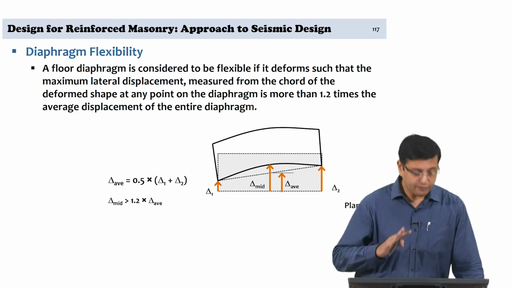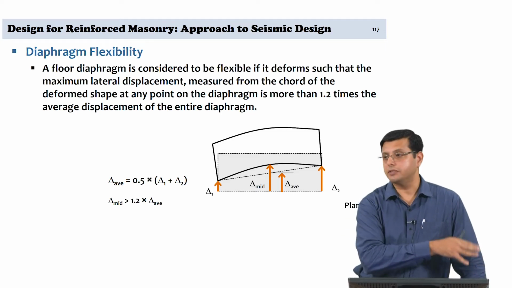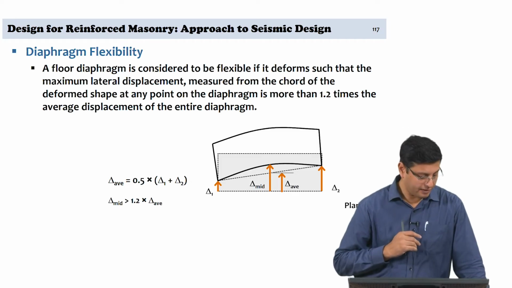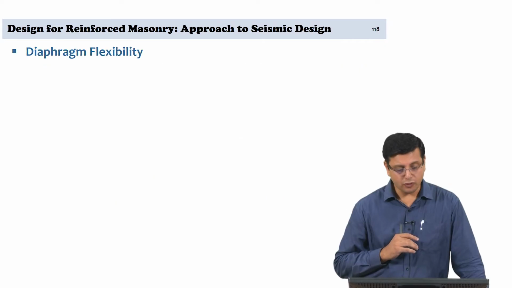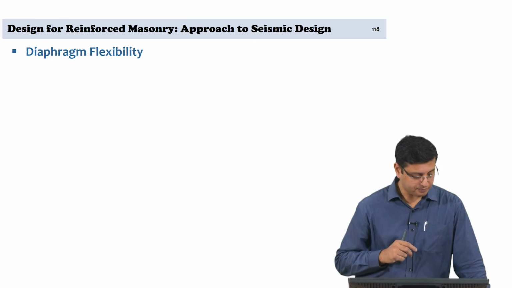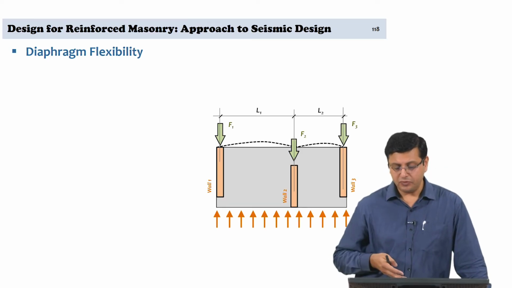So, if that is so, we cannot actually work with all that we have talked about, the center of mass and center of stiffness, and the torsional shear starts becoming inappropriate as far as flexible diaphragms are concerned. So, if you have a flexible diaphragm, how do you go about doing your calculations as far as seismic design is concerned?